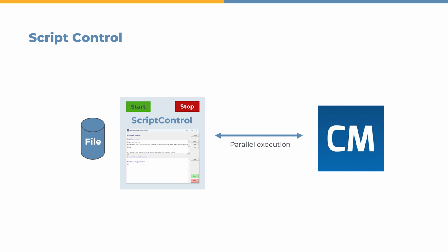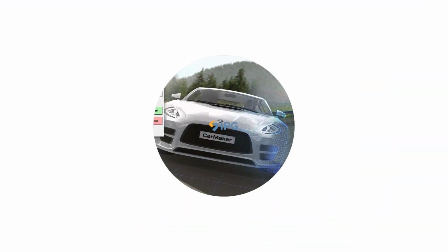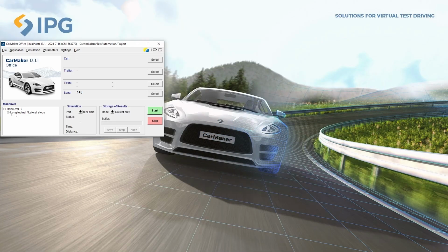Script control uses Tcl programming language and is extended by CarMaker specific Tcl commands. These commands can be found in the Programmer's Guide under chapter Script Control. Now let's have a look at some examples.